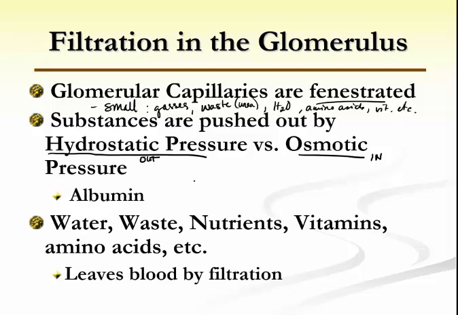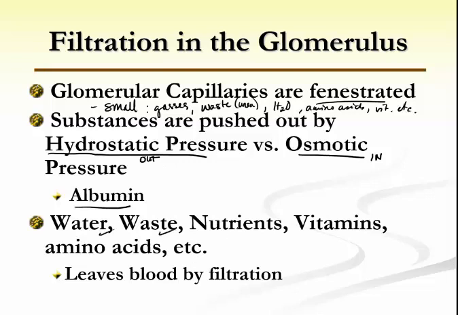Now here, the solute gradient is set up the same way that we saw before in regular capillaries. It's by a protein called albumin that is produced by the liver and put into the bloodstream. But albumin is going to be in a little bit higher concentration as it passes through the kidney. And so we're going to see a little bit different pressure than we saw in regular capillaries in just a few minutes.